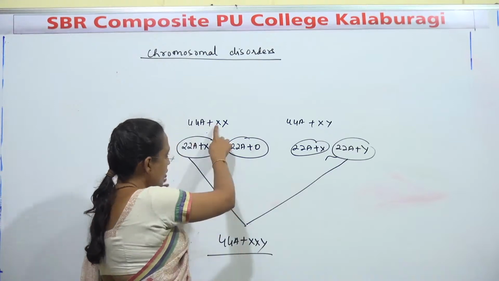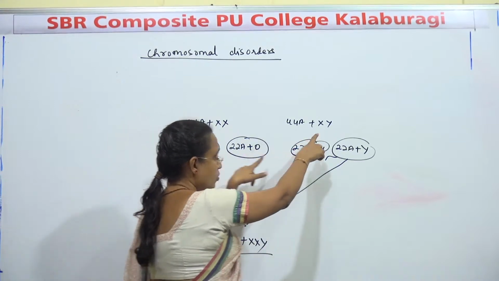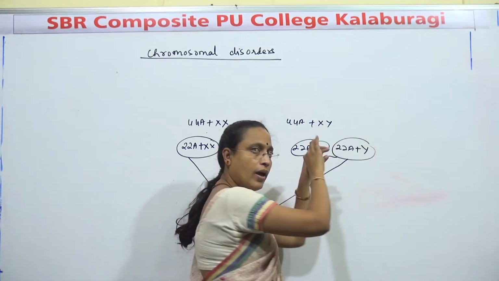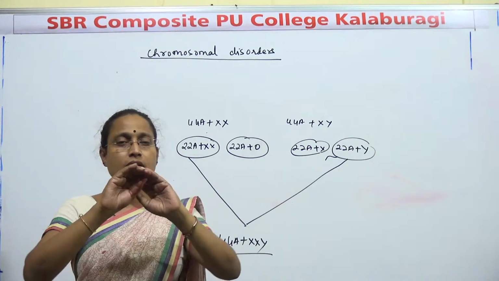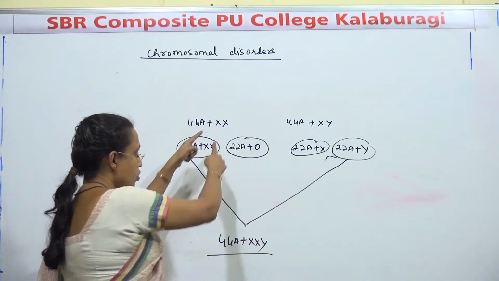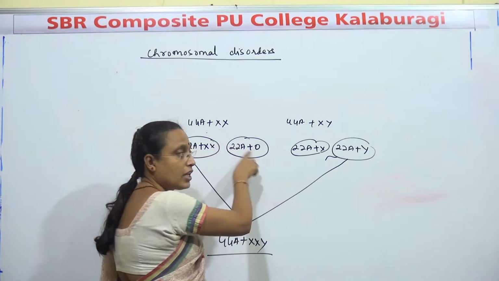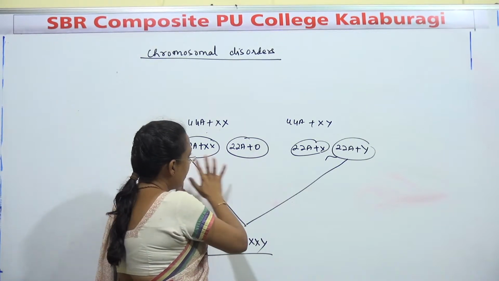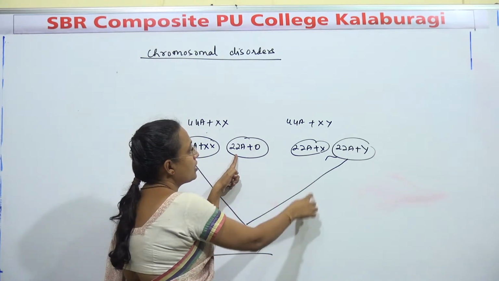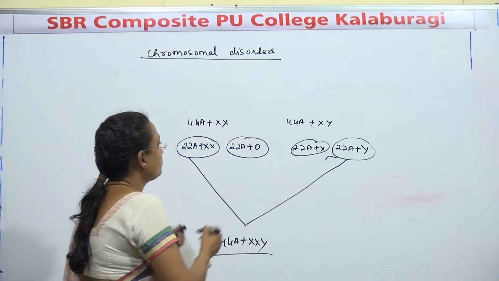Disjunction means separation normally. So there is a good normal disjunction here: X is going into one gamete, Y is going into another gamete. It is normal. But non-disjunction means not separating properly, so both the X chromosomes will come in one, and in the other there will be none. Some of these combinations will not survive. So this you see is Turner's syndrome. This can give rise to Turner's syndrome.